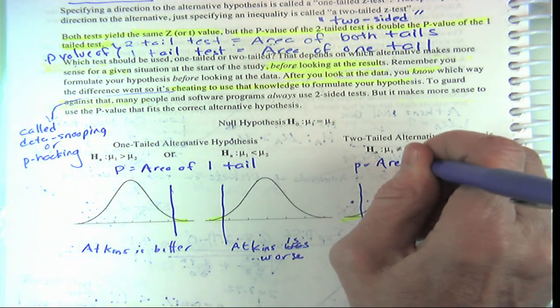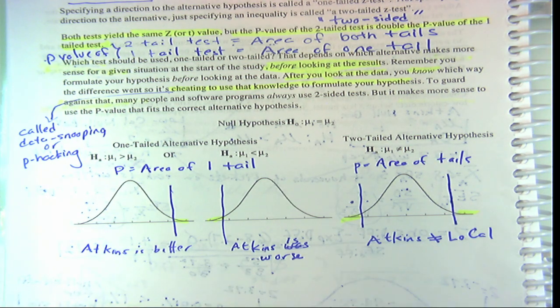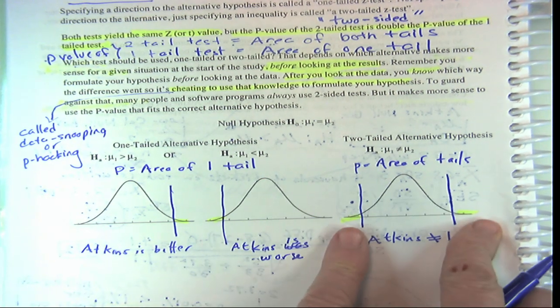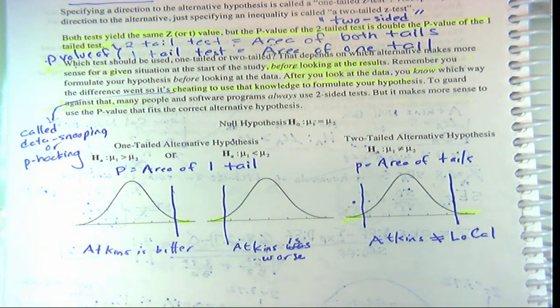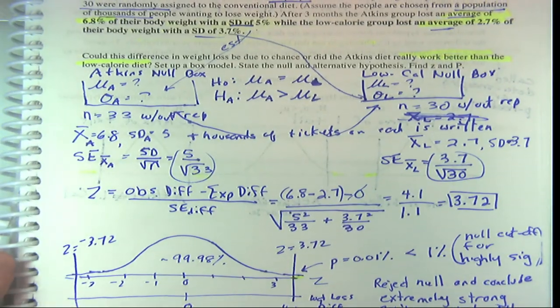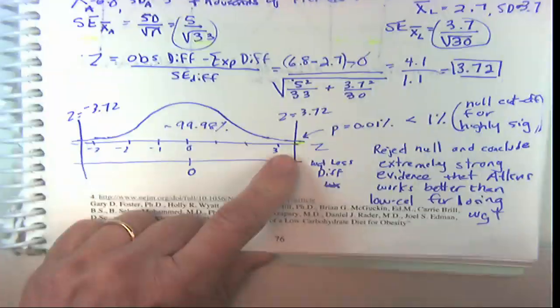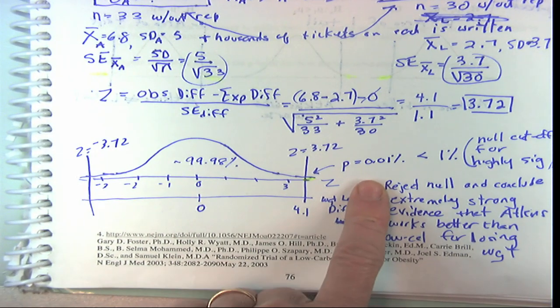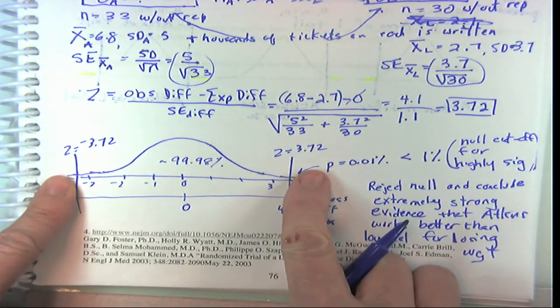Because you didn't know which direction it was going to go, it will give you twice the p-value. So on our previous page, if we had done a two-tailed test, let's look back, what would we have gotten? If we had done not equal here, then we would have had to include the area of both tails, and we would have had 0.02%. We would have had both sides.